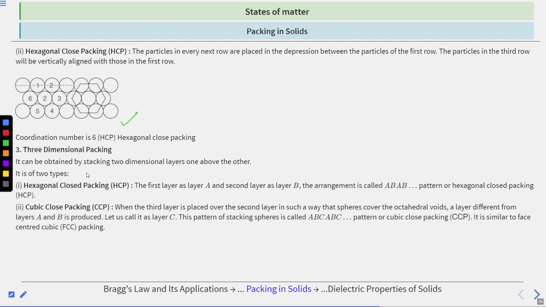Three-dimensional packing can be obtained by stacking two-dimensional layers one above the other. It is of two types: hexagonal close packing and cubic close packing. In hexagonal close packing, the arrangement is an AB pattern, or hexagonal close packing pattern. Cubic close packing, the arrangement is an ABC pattern. It is similar to face centered cubic packing, that is FCC.